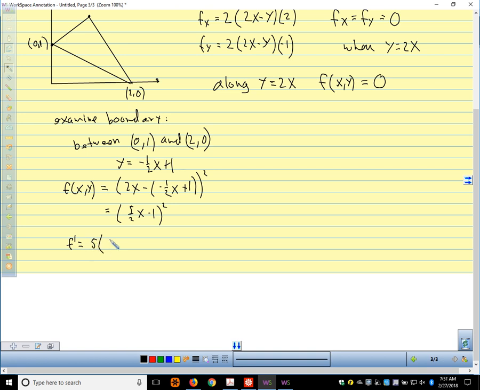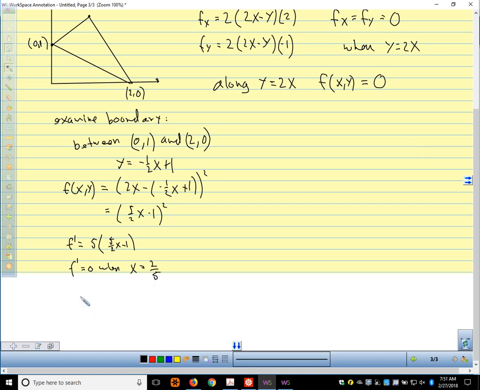5 times 5/2 x minus 1. And f prime equals 0 when x equals 2/5. And along the boundary, I can substitute this value of x into my simplified function, because along the boundary, f of x, y equals 5/2 x minus 1.